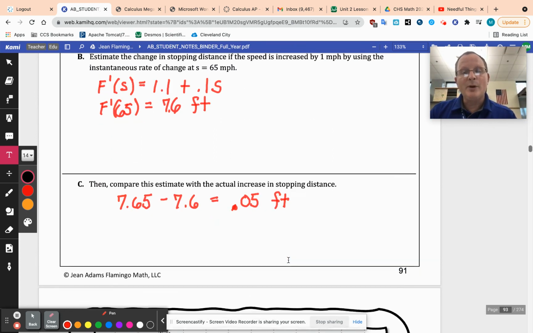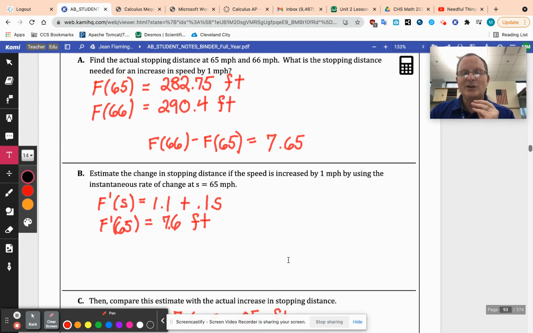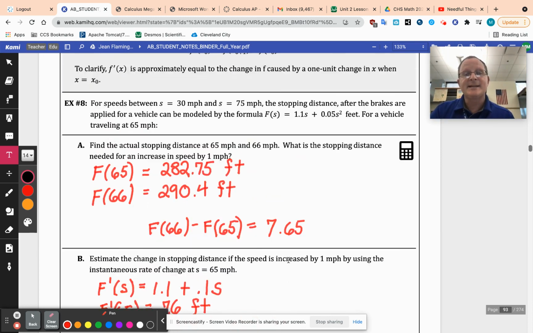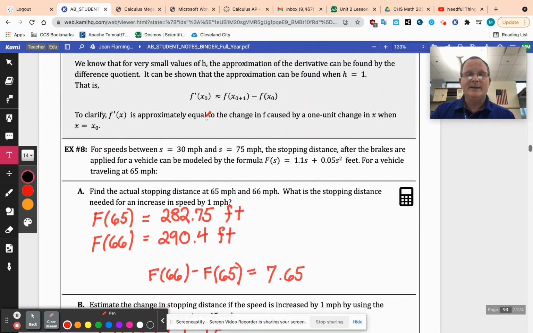And so that's kind of the point there. The point is, using that instantaneous rate of change is very, very useful whenever you're close by. And in this case, they're saying by a 1 unit change. All right, so I like that the derivative is very, very close to the actual difference in those two amounts in a 1 unit change. All right, so that's it.